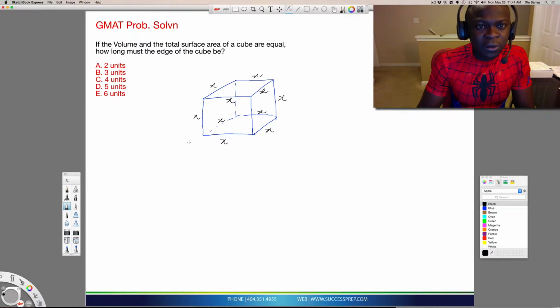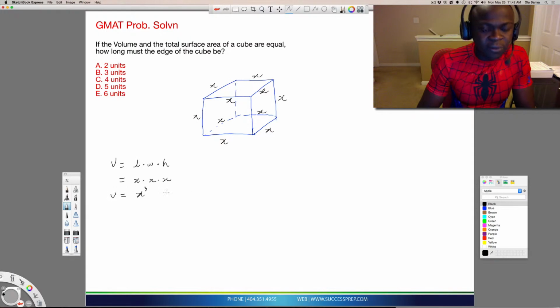Now it says the volume and the surface area are the same. Now the volume part isn't too bad because the formula for volume in a cube is the length times the width times the height, okay? In this case, a beautiful thing is the length is X, the width is X, and the height is also X. So we have X times X times X. So essentially the volume for this cube is X cubed. That's the volume.